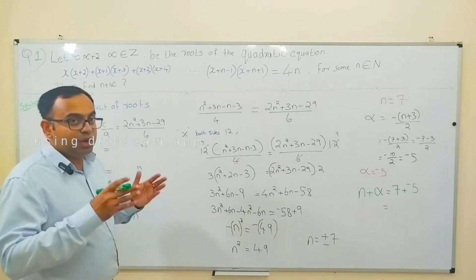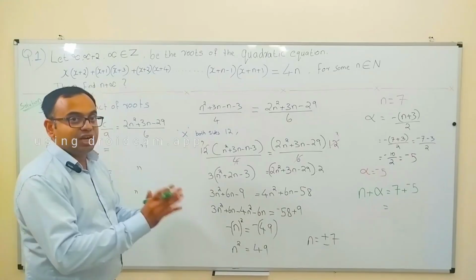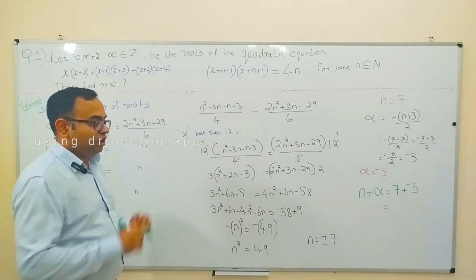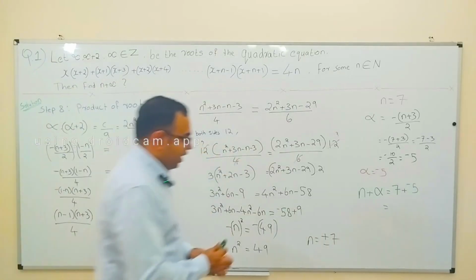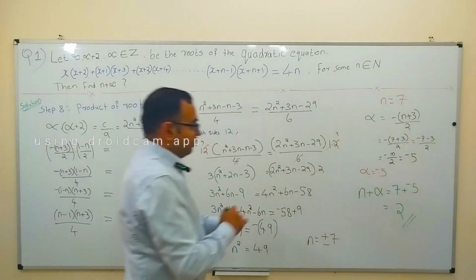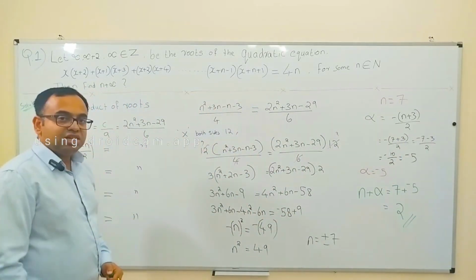So now we have the n value and the alpha value. We are moving to the final question: find the value of n plus alpha. Substitute the values: 7 plus minus 5. So the final answer is 2. n plus alpha is equal to 2. So option number 3 is the correct answer.